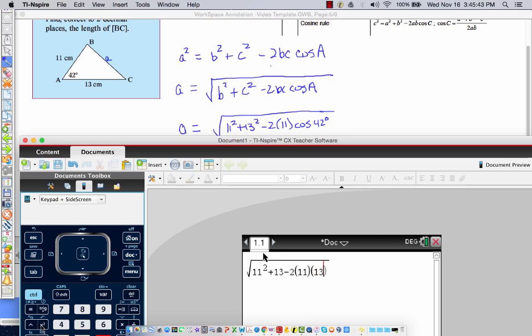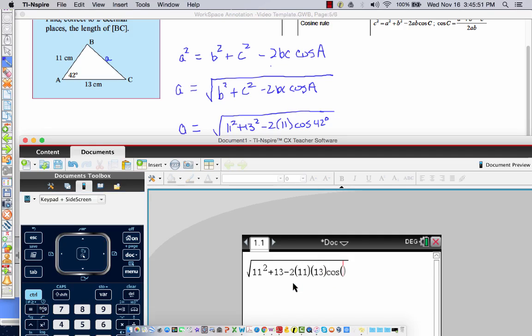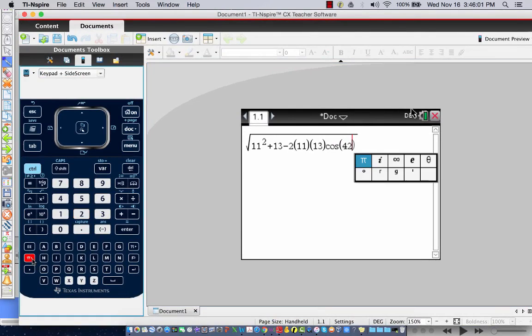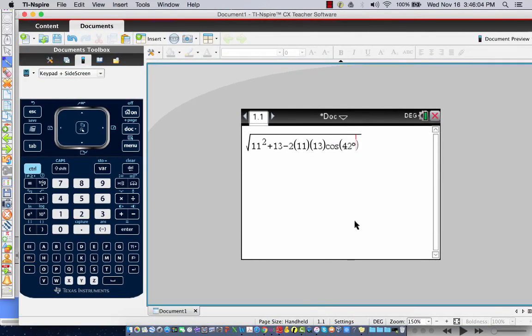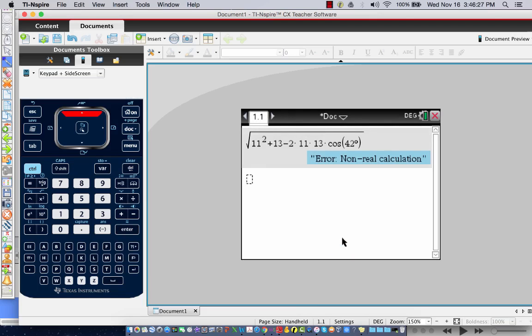And, ooh, I'm in degrees up here. But if I was in radians, if it said RAD, I could always go here and put in the degree symbol. I'll put it in anyway. It doesn't hurt, just to show you where it is. Bam. Non-real calculation. Now, when that happens, you need to look and see where you might have made an error. Don't panic. And I don't know if you noticed it, I did not square my 13.